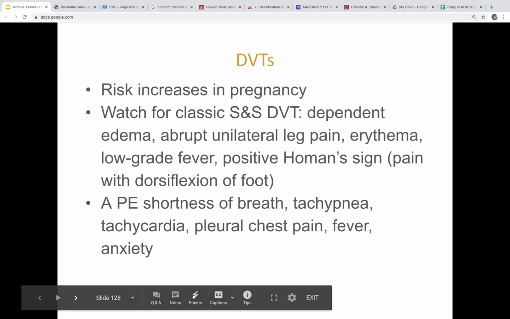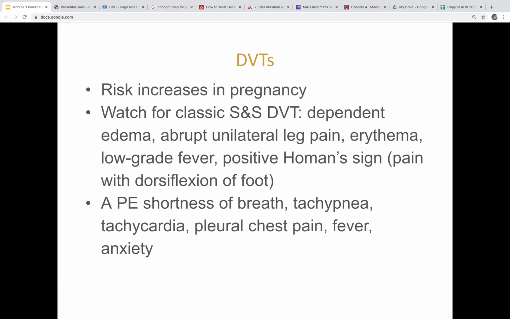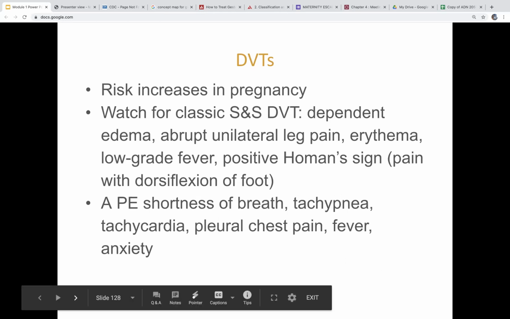DVTs. Moms are at high risk for DVTs. It's increased in pregnancy. So make sure you know your signs and symptoms of a DVT and how we treat it. We're going to treat it with heparin, right? Warmth, pain, swelling. Remember that the positive Homans sign, the literature's been kind of throwing that out. Worst case scenario, PE. So make sure you know what DVTs are, what the signs and symptoms are, and how we're treating them.